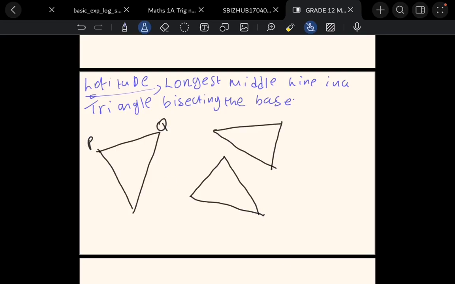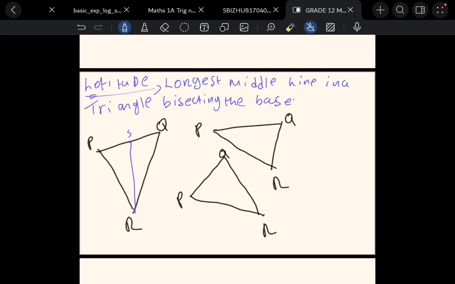P Q R, P Q R, P Q R. It's the same thing, different ways. Now, what would be the latitude? That will bisect AP. It's going to be a line from there to there, which means R, S. RS is the altitude of this triangle.